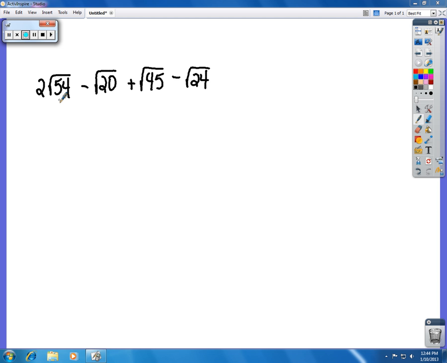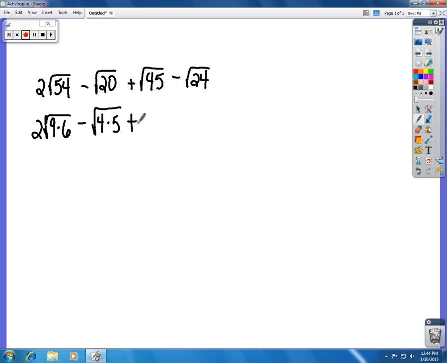And the largest one that goes evenly into 54 is 9, so I'm going to break that into 9 times 6. And I'm just going to write out all of these, how I'm going to break them down, and then break them down in the next step. So if I move on to this 20, the largest perfect square that goes into 20 is 4. So I've got 4 times 5.